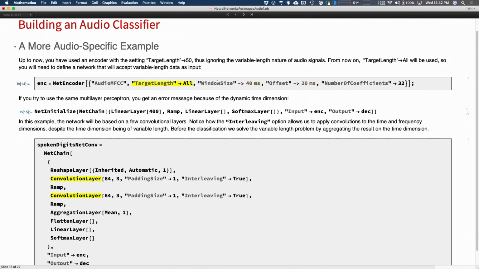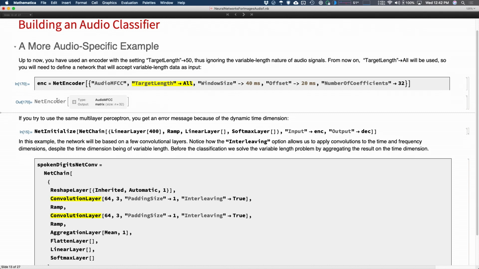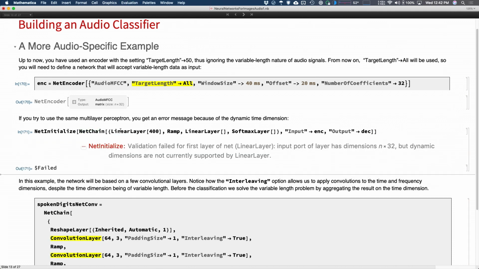So let's enable this variable length nature of audio by specifying TargetLength goes to All in the NetEncoder. And as you can see, this produces an encoder where the matrix size, the first dimension of the matrix, is unspecified. So if we try to use the same network, we would get a dramatic error message because our multilayer perceptron accepts something with a fixed size. So we need to figure out something else.